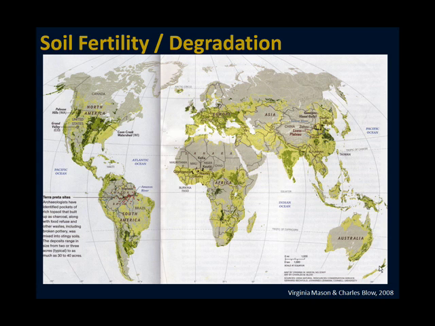And notice, for example, in the United States, in the Midwest, particularly parts of the Corn Belt, where we have some of the most fertile soils, not only in the United States, but globally, in parts of Iowa, in Kansas, Nebraska, for example.